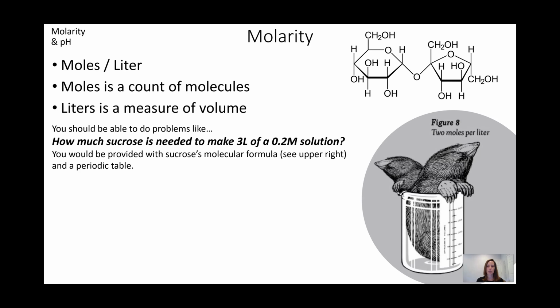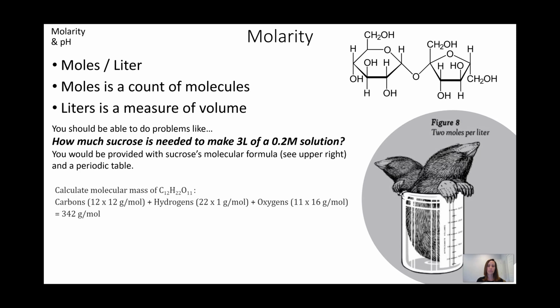So the first step to do this problem is to determine sucrose's molecular mass. To do that, we need to know sucrose's molecular formula. The molecular formula is C12H22O11, and you should be able to get that from that diagram in the upper right, even though a lot of those carbons are hiding. Once we know the molecular formula, we can then figure out the molecular mass.